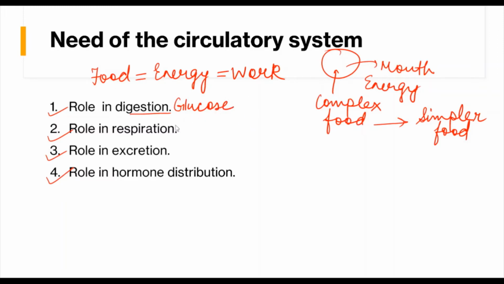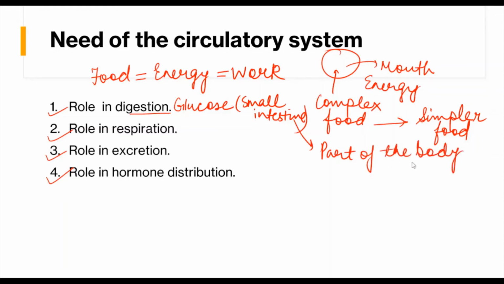Okay, digestion completed, absorption takes place by the small intestine. Till here no problem. What next? Now glucose is absorbed by the blood, by the small intestine. Now what will be the next procedure? Next, this glucose must reach each and every part of the body, isn't it? Each and every part of the body. In other words, each and every cell of the body.